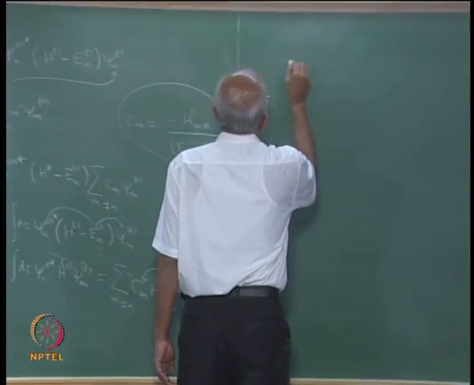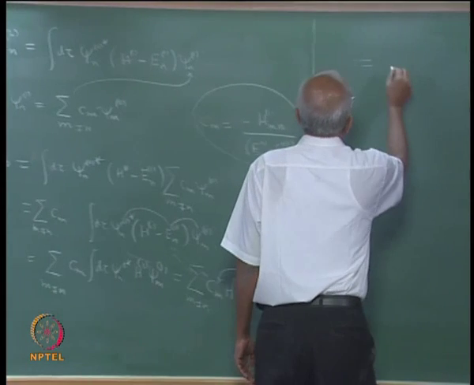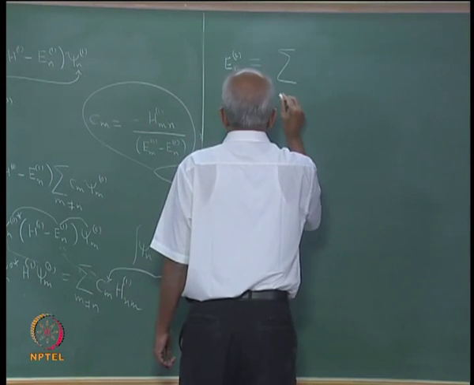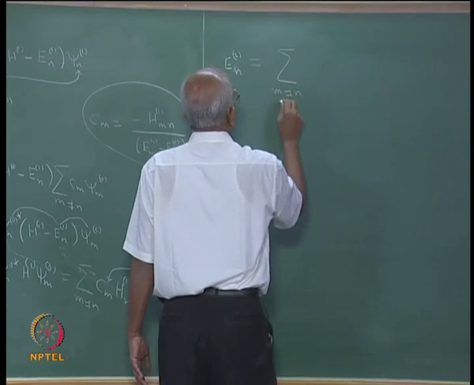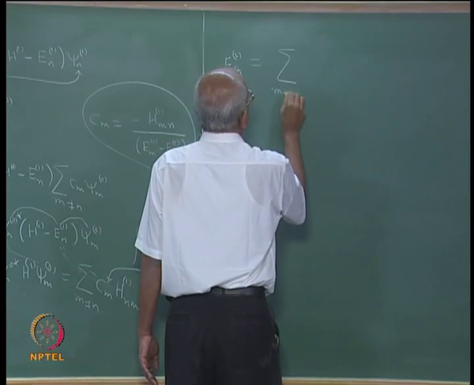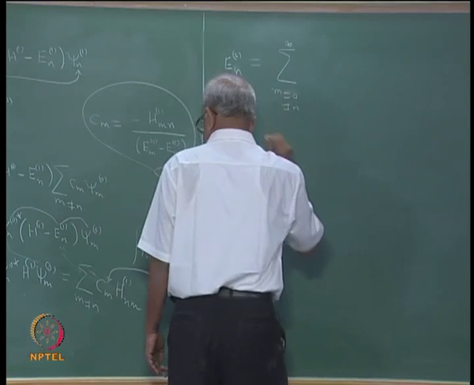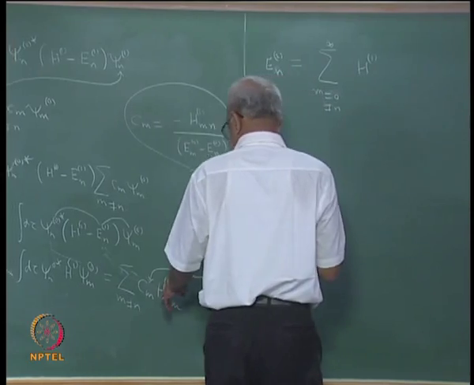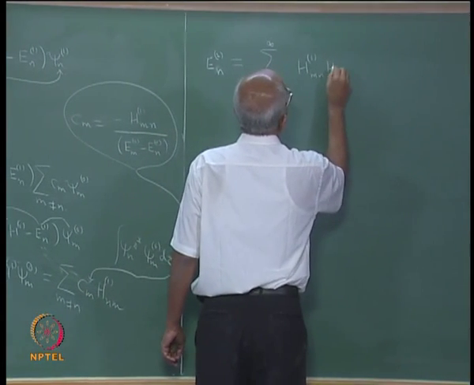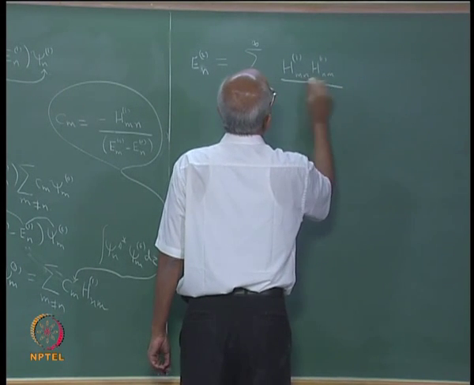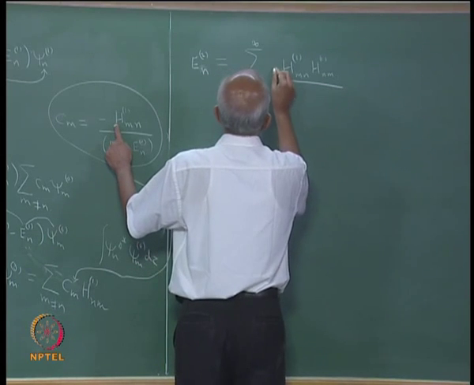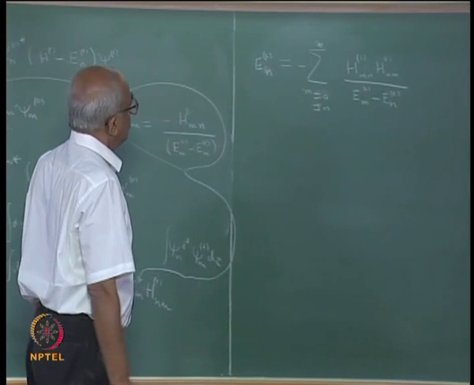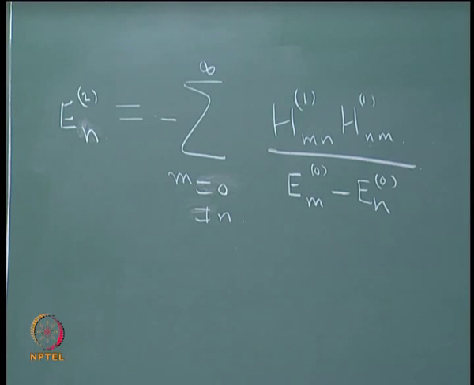And so what is the result? The result is actually... m is varying from 0 to infinity, but it is not equal to n. This is the result, fine.